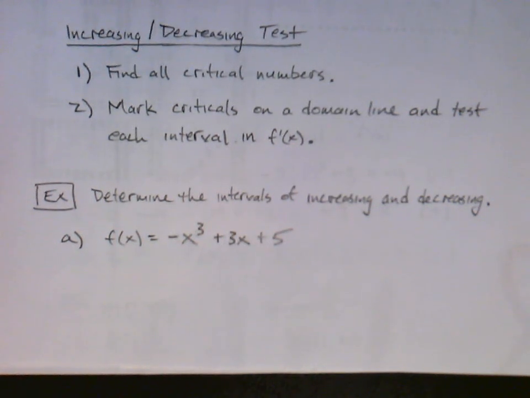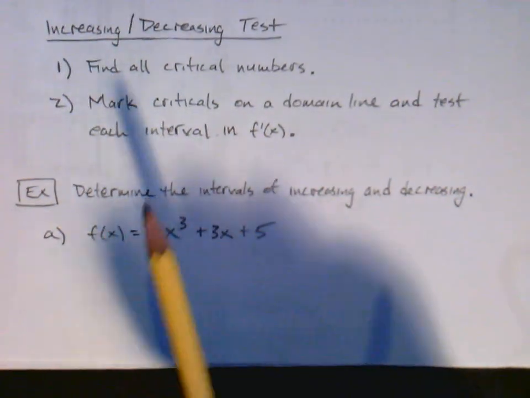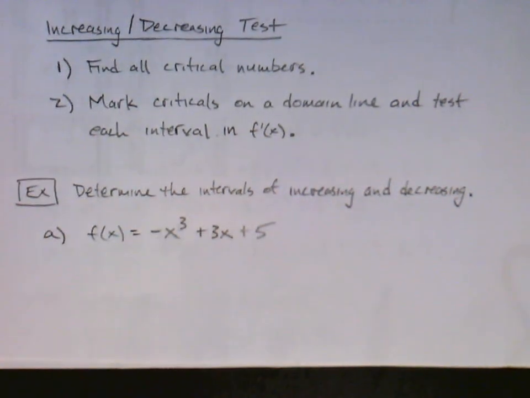Okay, let's try it out. We've got our increasing, decreasing test. This is how we can identify where a function is increasing and decreasing without even seeing the graph. And we've got our example here, the first one. Determine the intervals of increasing and decreasing for part A. f of x equals negative x to the third plus 3x plus 5.